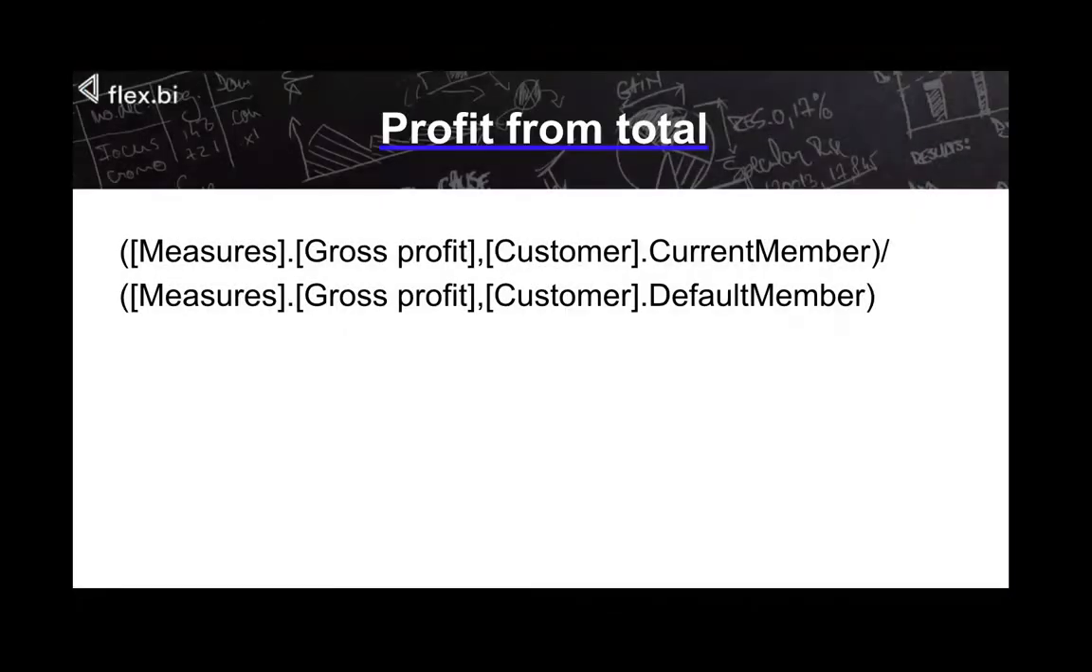So here, what I did, I took the current member from the customer dimension, took the gross profit, so this is a tuple, and divided it by the default member, what would be the all customers' gross profit, to get the profit percentage.